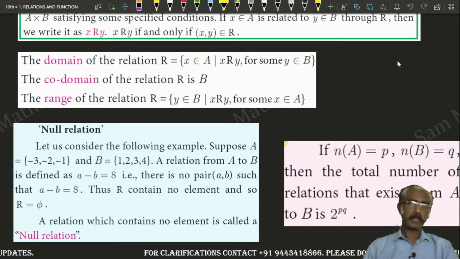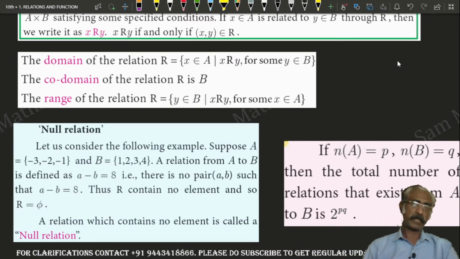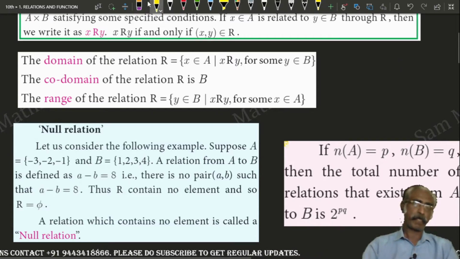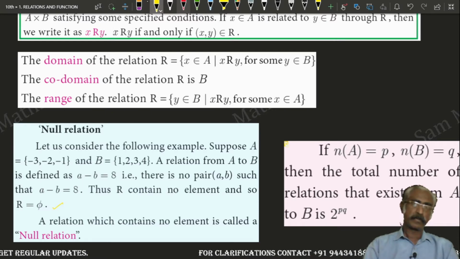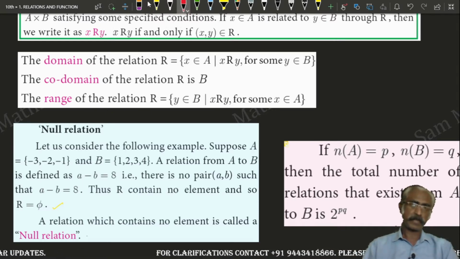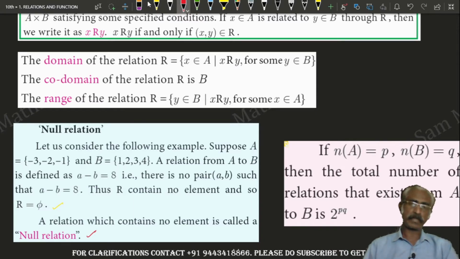Therefore, we can say that there is no element in R. So that R is equal to null set. R is null set. Clear, children? A relation which contains no element is called a null relation. So you have to learn the definition of null relation.